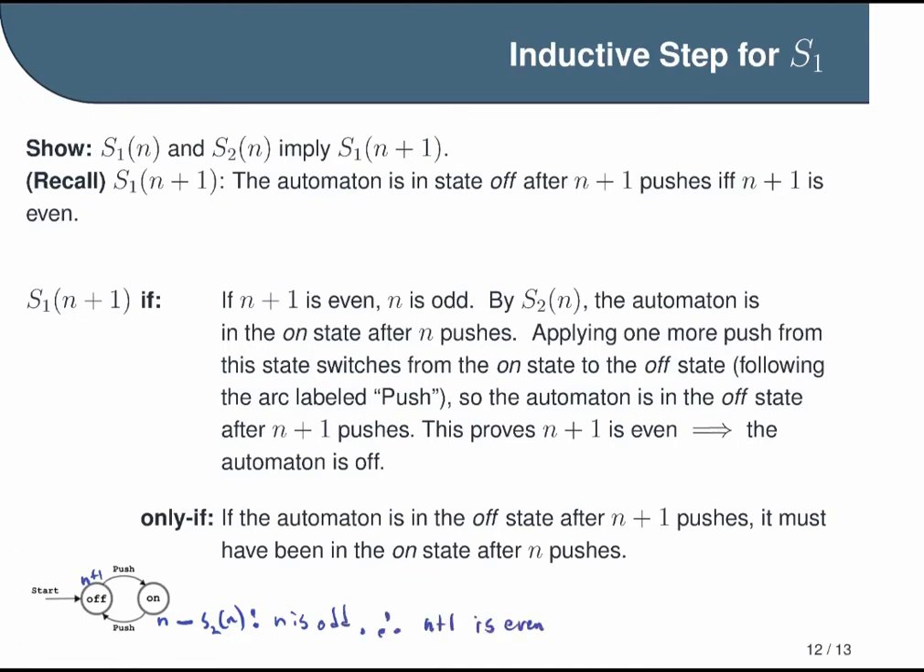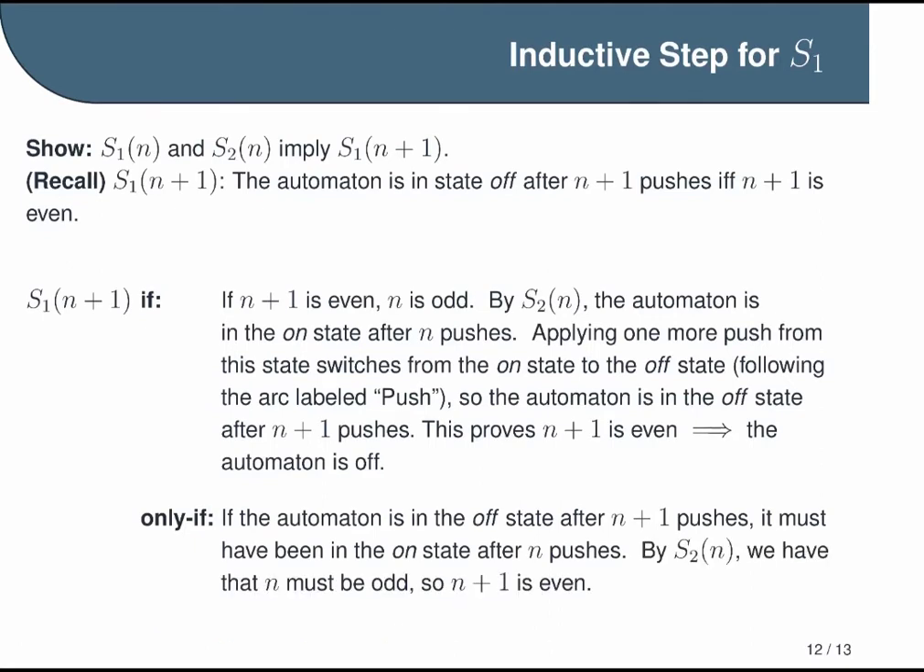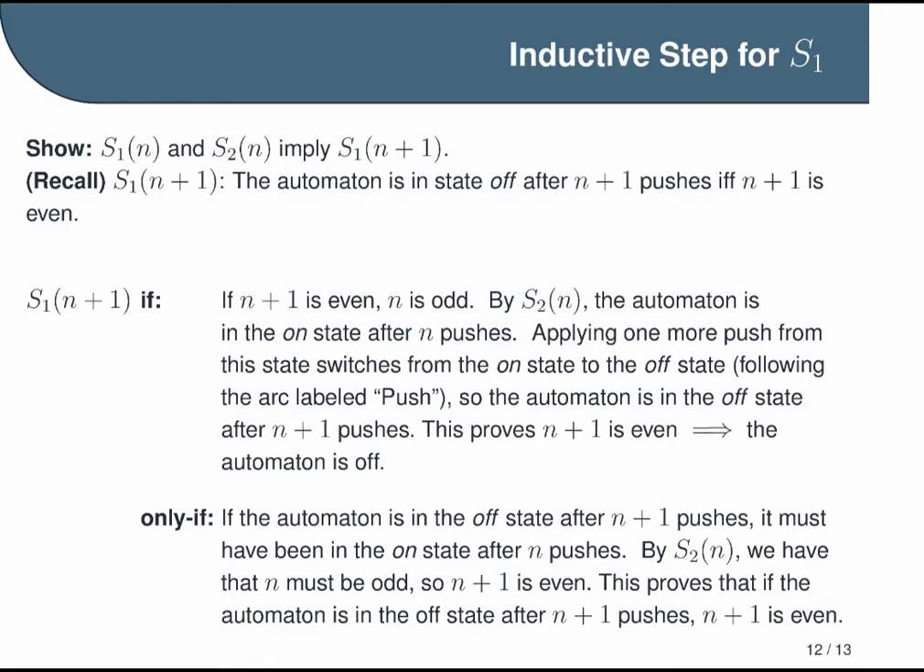So that's just a preview of what our reasoning is going to be, and now we can write it out. We say by s2 of n, we have that n must be odd, so n+1 is even, and this proves that if the automaton is in the off state after n+1 pushes, n+1 is even. And that completes our proof for s1 of n+1. We now need to go on and finish it for s2 of n+1.